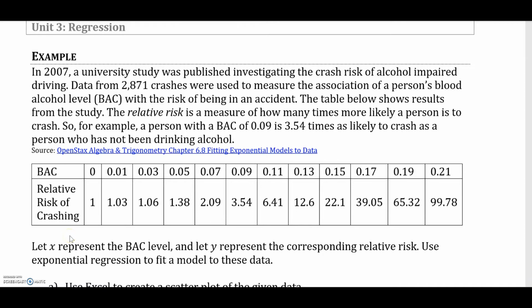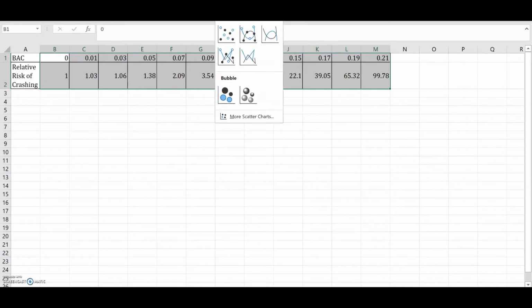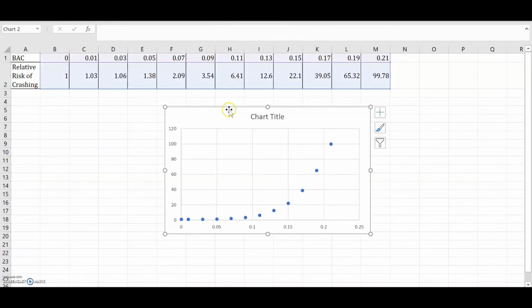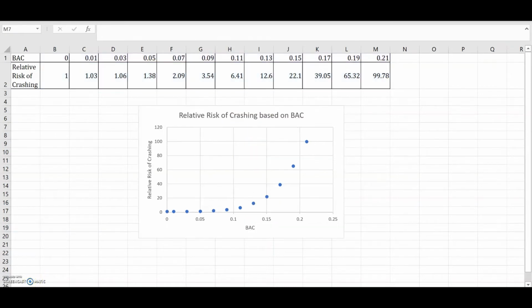First, we're going to use Excel to create a scatter plot. Take care in entering all of your data into Excel, then highlight the given data, and you can insert a recommended chart, so the scatter plot. And here we get an initial idea of what our data looks like graphically. We can put some titles in, so our chart title as well as axis titles.